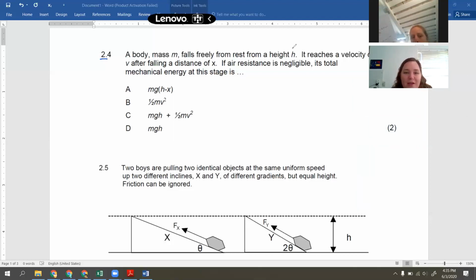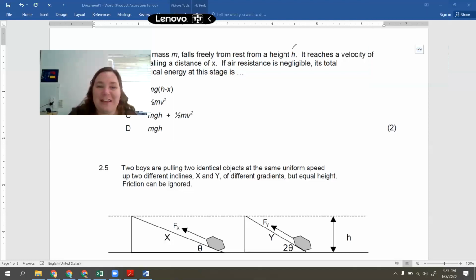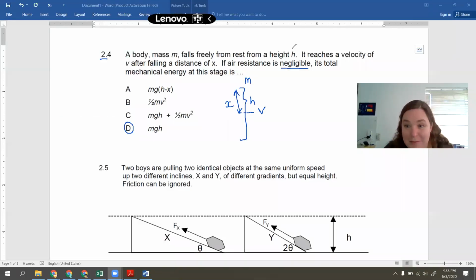Who went for A? Who went for B? Who went for C? Who went for D? Okay, C, and who went for D? All right, ladies and gentlemen, you're going to get a bit of a surprise on this particular one. The answer that I got is D.